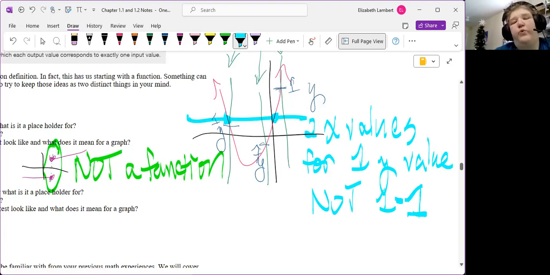So writing out O-N-E, T-O, O-N-E takes forever. So mathematicians tend to go 1-1. And we just read it one-to-one. Don't write 121 because that looks like the number 121 instead of one-to-one.